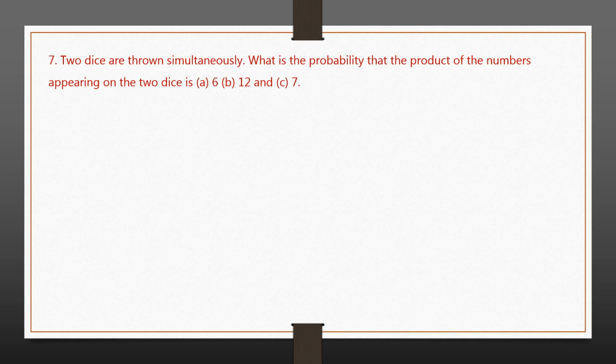Let's see one more problem. Two dice are thrown simultaneously. What is the probability that the product of the numbers appearing on the two dice is 6, 12 and 7?